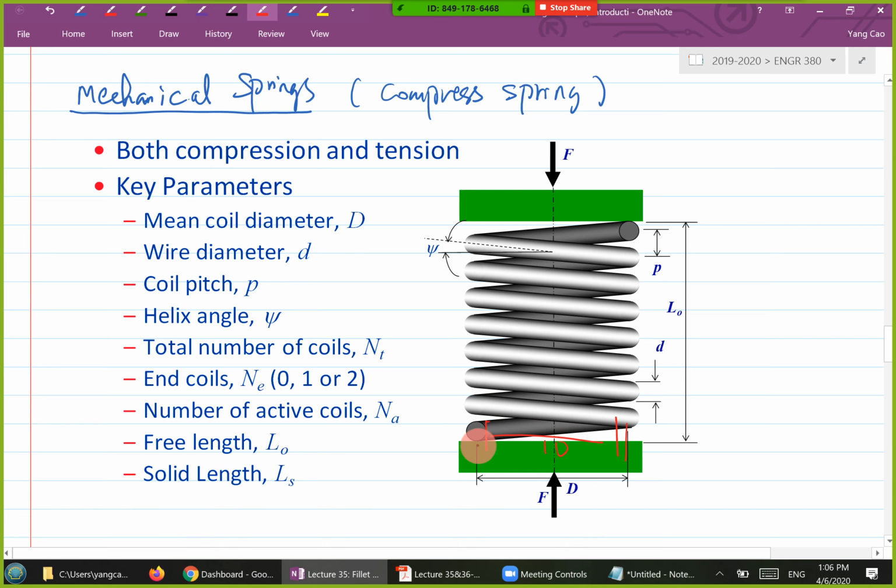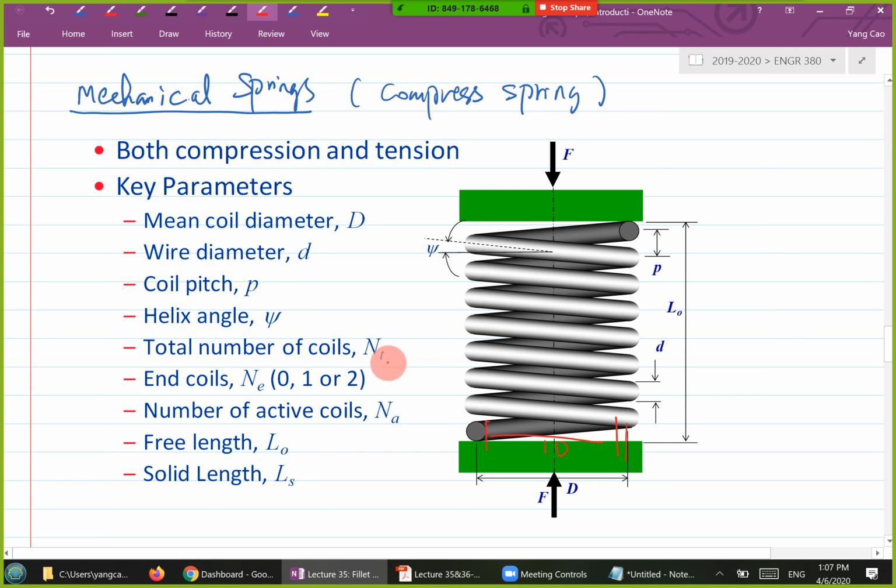Coil pitch refers to the distance traveled from the center to the next coil. So if you go down one turn, that's how much distance you will travel. That's the pitch, very much like threads. Helix angle is the angle between the vertical line and the inclination of the spring. The spring is basically a helix, so you have the helix angle, like the helical gear.